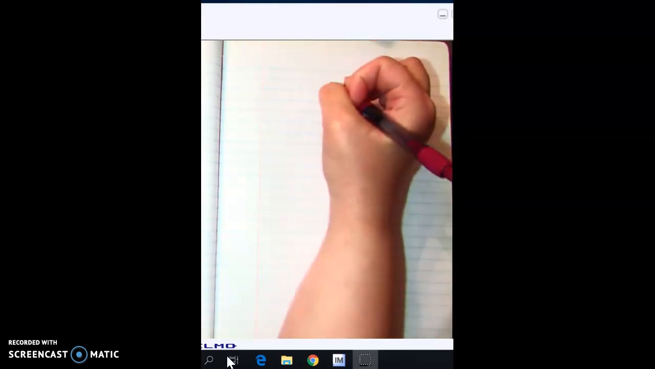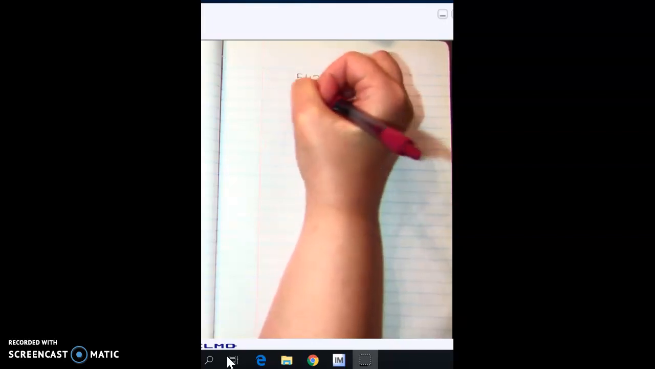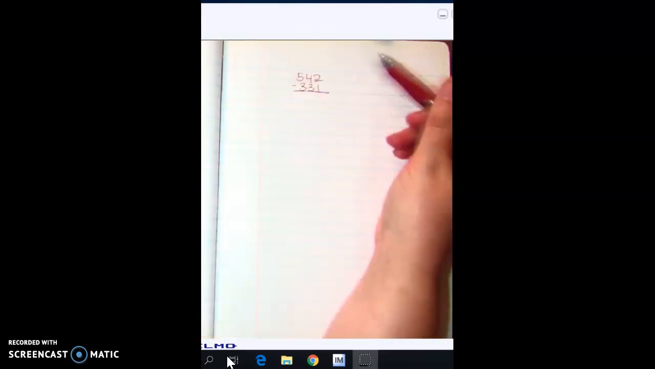And what we're going to do now is called using the algorithm. It means following the schematic way that you can do subtraction without having to draw pictures. But we're going to be thinking about what we did when we had the pictures, and we're going to show that in our problem. So we're going to start first off with this problem. Okay, 542 minus 331. Let's start by asking ourselves some of those questions.